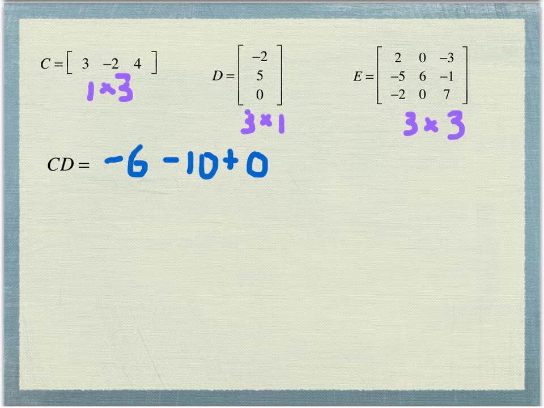Well, just as you can tell if you can multiply them by looking at the two inner numbers, we can look at the two outer numbers and see what the dimensions of your final matrix will be. So in this case, my final matrix will actually be a 1 by 1. So negative 6 minus 10 is negative 16, and that's it.